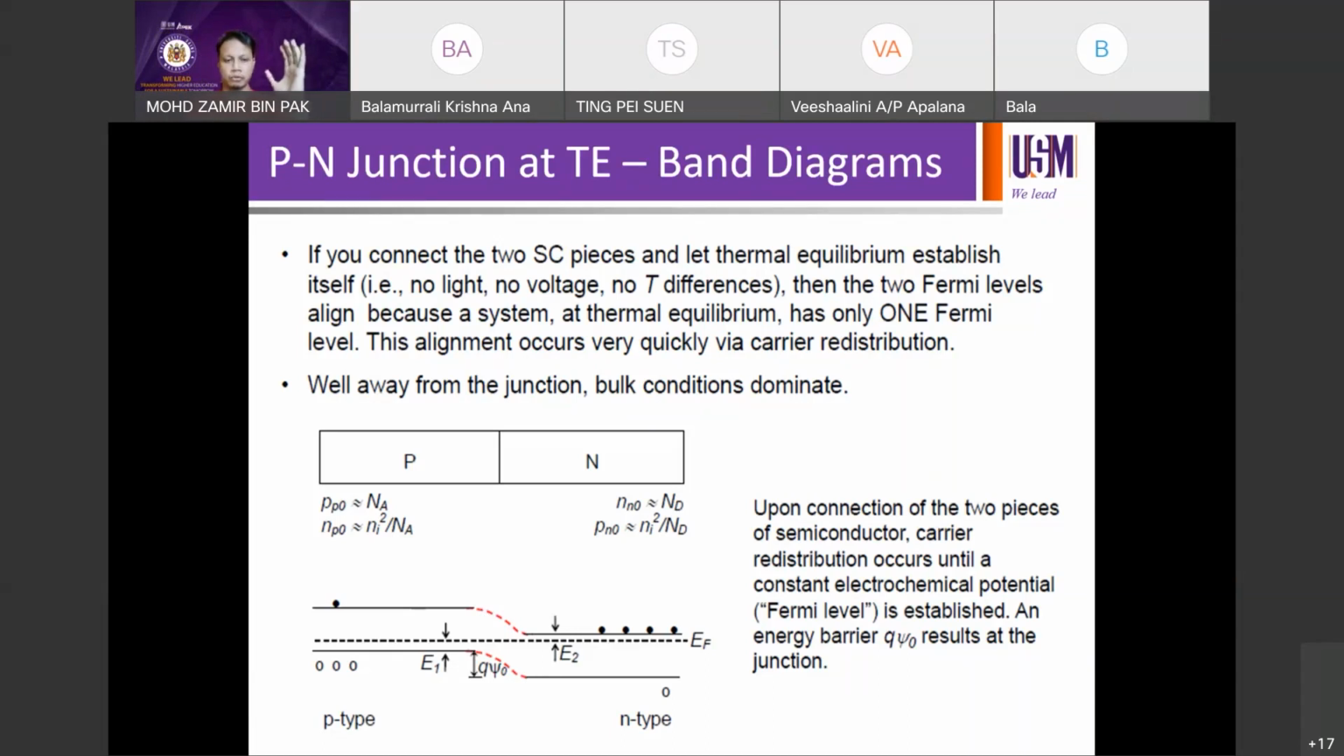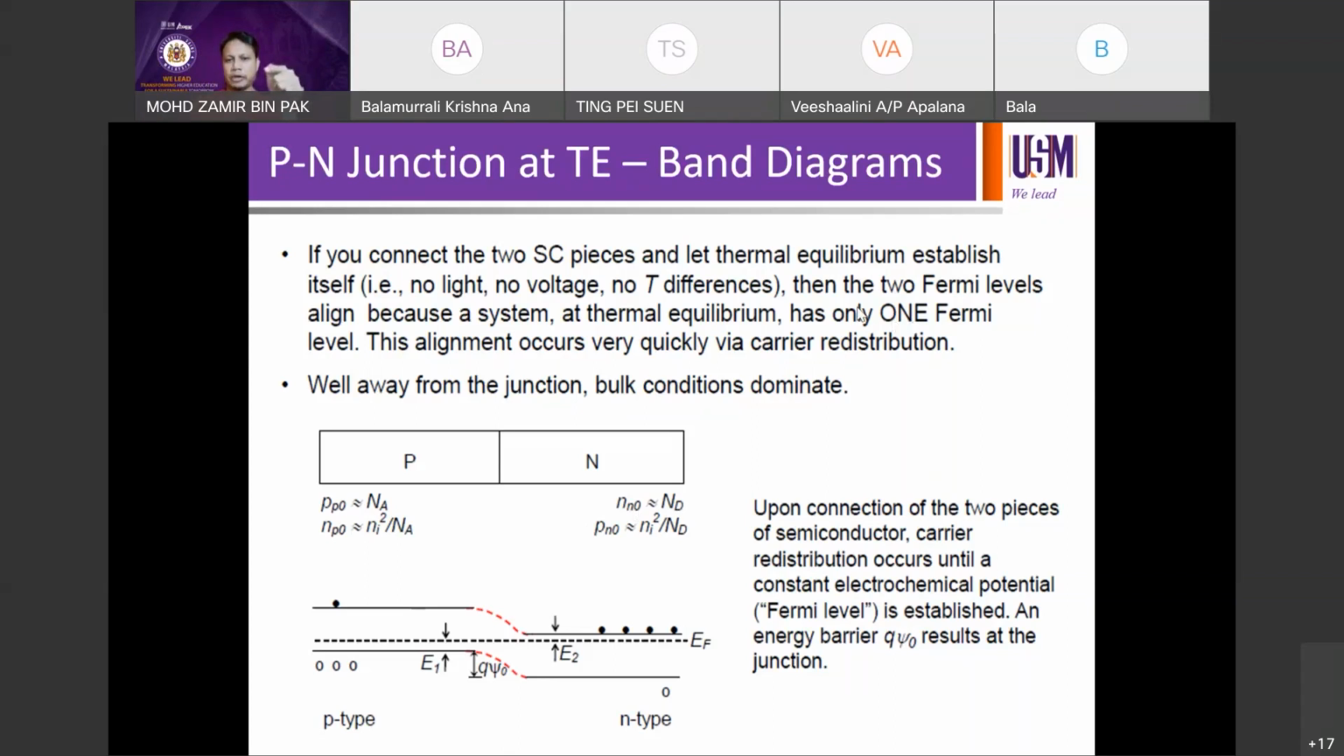Okay, I want you to practice drawing or sketching the EC, EV, EF before the PN junction and after PN junction formation, and draw the band bending. So the moment you've got your band bending, the moment you've got your single EF, that means thermal equilibrium condition, or TE, is already achieved, right?